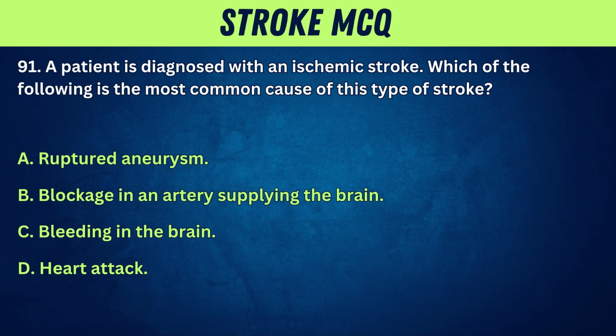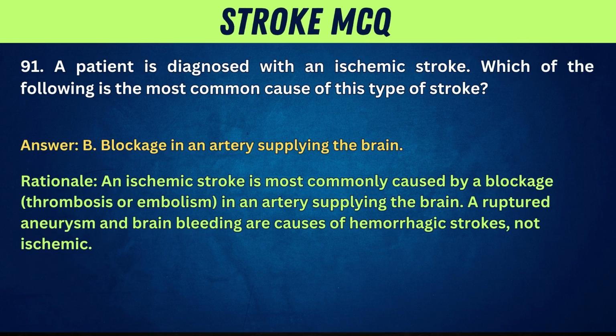91. A patient is diagnosed with an ischemic stroke. Which of the following is the most common cause of this type of stroke? A. Ruptured aneurysm. B. Blockage in an artery supplying the brain. C. Bleeding in the brain. D. Heart attack. Answer: B. Blockage in an artery supplying the brain.